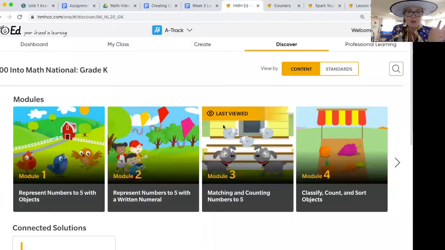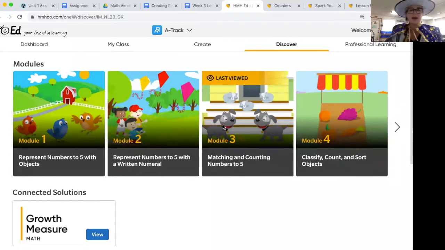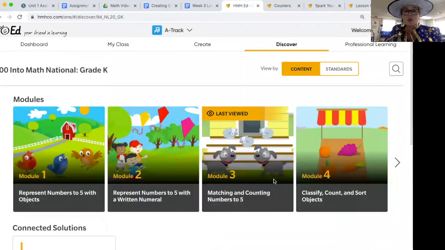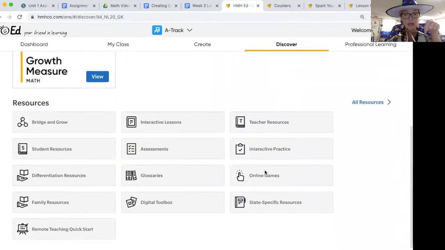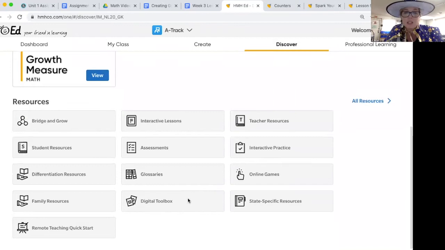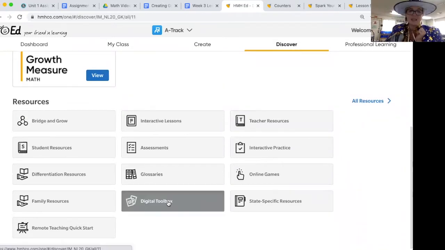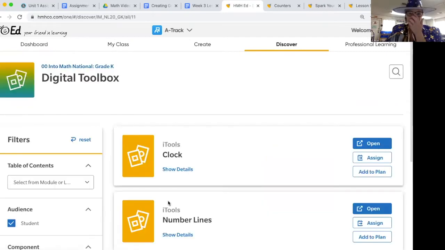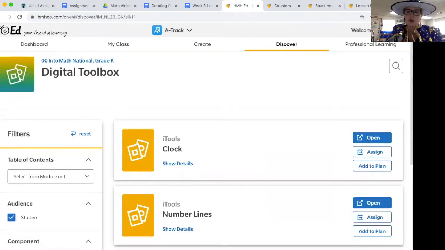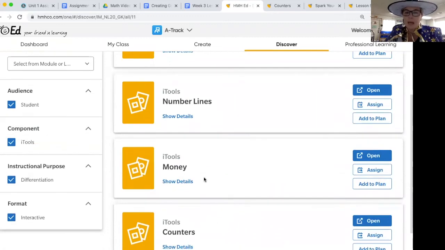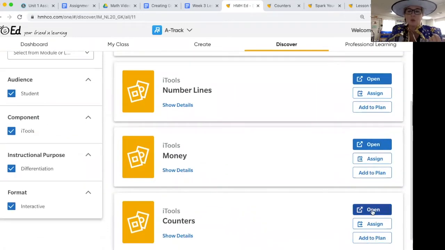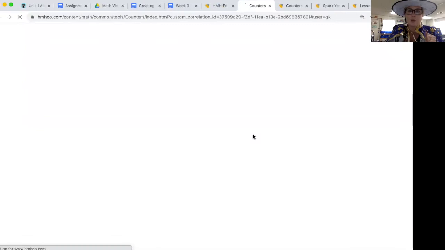Okay, but let me show you where it is on the math website. So here you go. You finally got in. Woo, woo. And now you're on the Discover page. These are the modules here. But if you scroll down, this right here says Digital Toolbox. Digital Toolbox? What's in there? Do you know what a toolbox is? Oh my goodness, there are tools for clock, number line, money, and counters. Counters is where we are going to go.